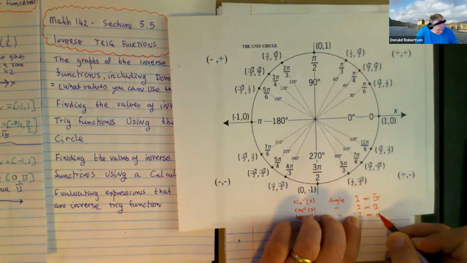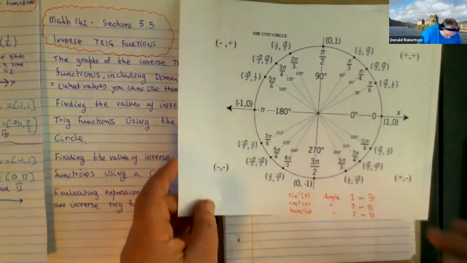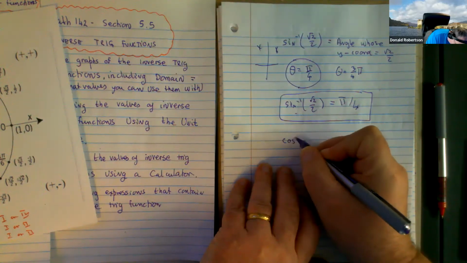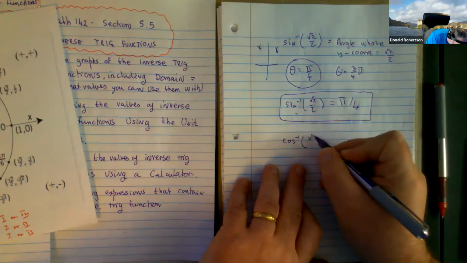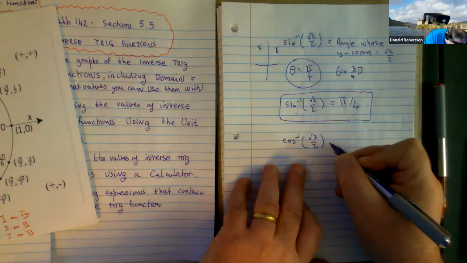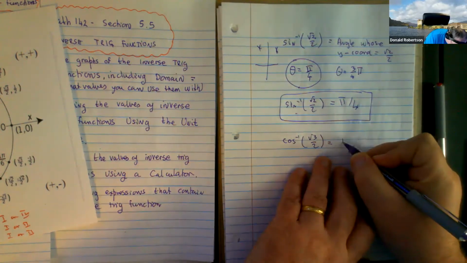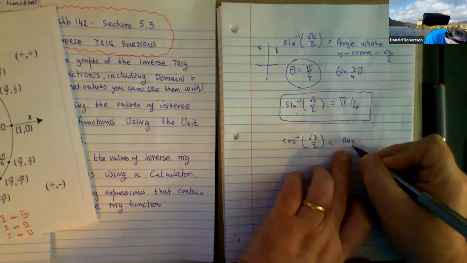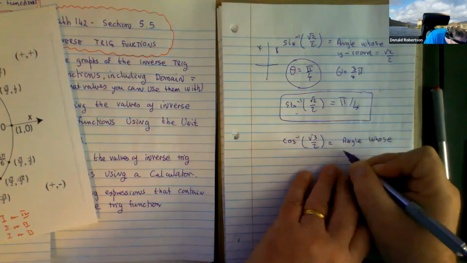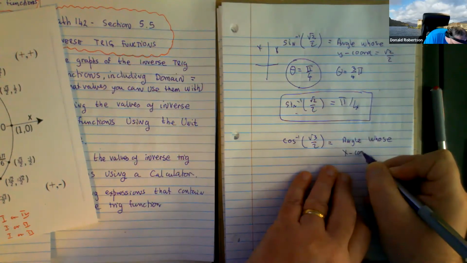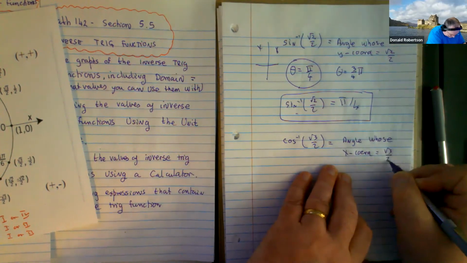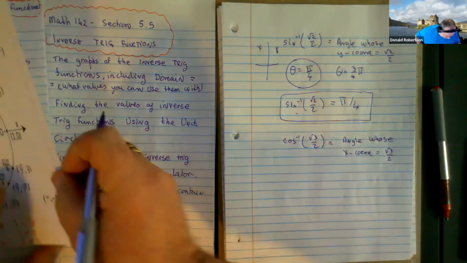Okay, so keep that in mind. So if I gave you the inverse cosine of root 3 upon 2, in English, you wouldn't write this, but this is from notes. You would be looking for the angle whose x coordinate is equal to root 3 upon 2. So let's get this guy here.